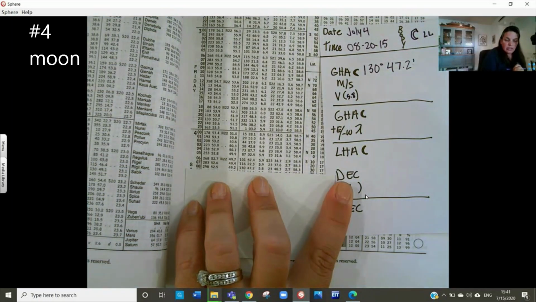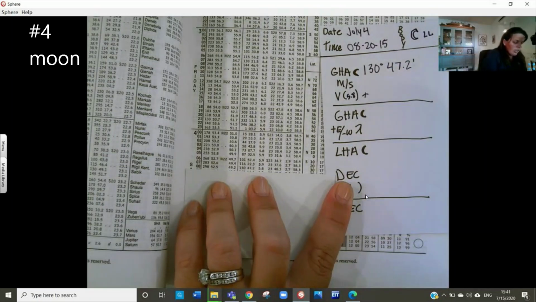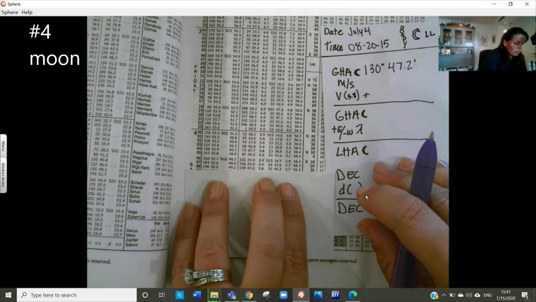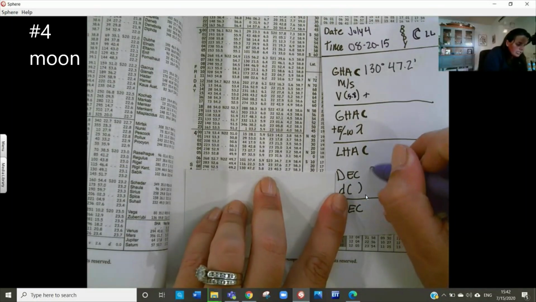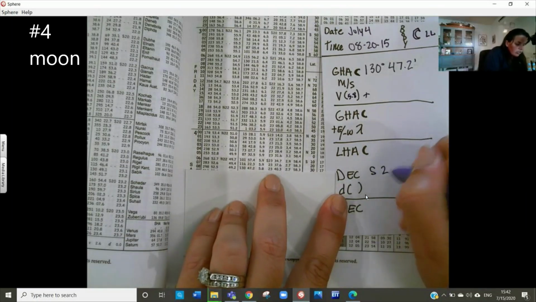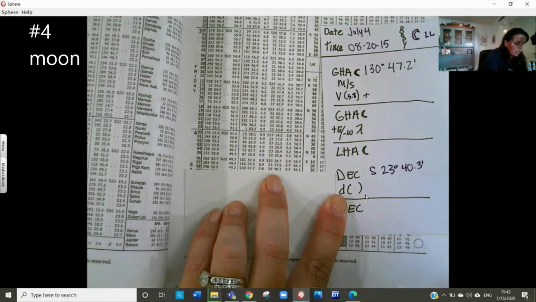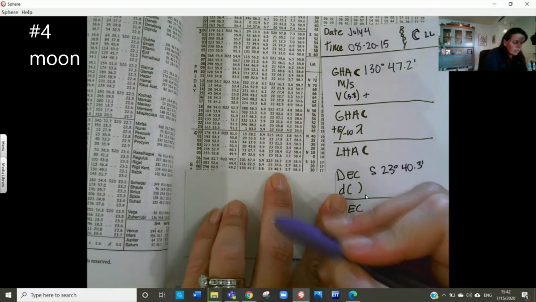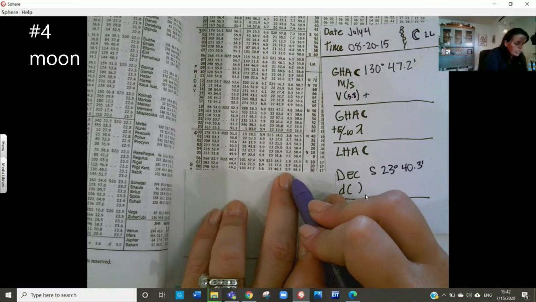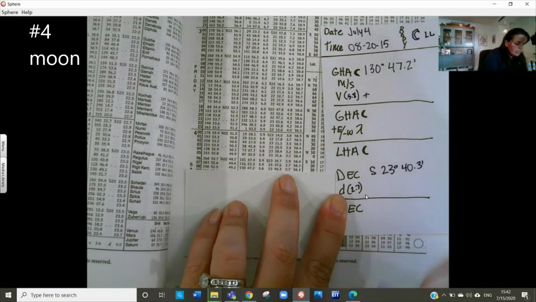And then we're going to be adding that. And then for declination, we need to write our declination is south 23 degrees, 40.3 minutes. Our little d, we don't have to go down to the bottom of the page like we did for sun. It's going to be right next to it. So we have 2.7 for our little d.